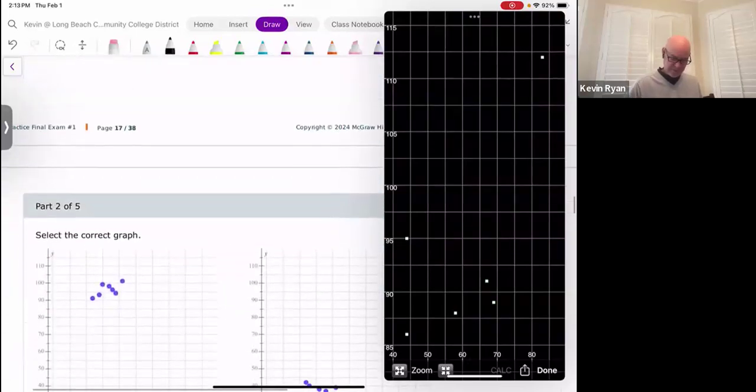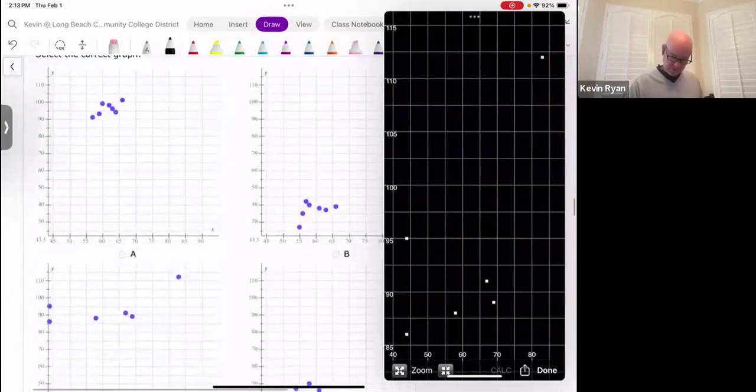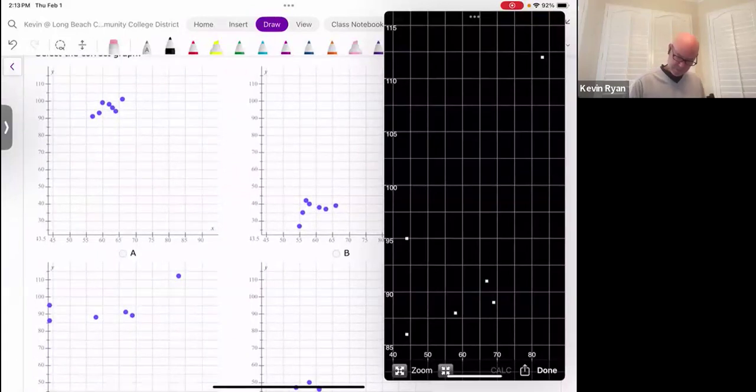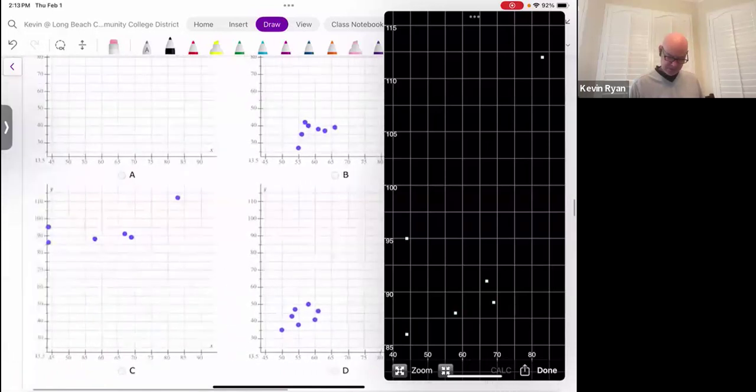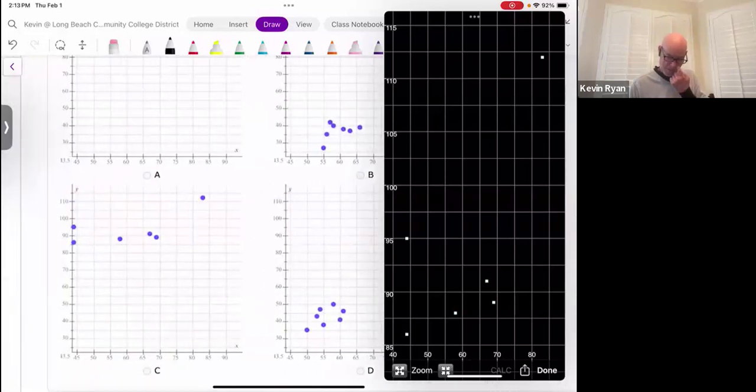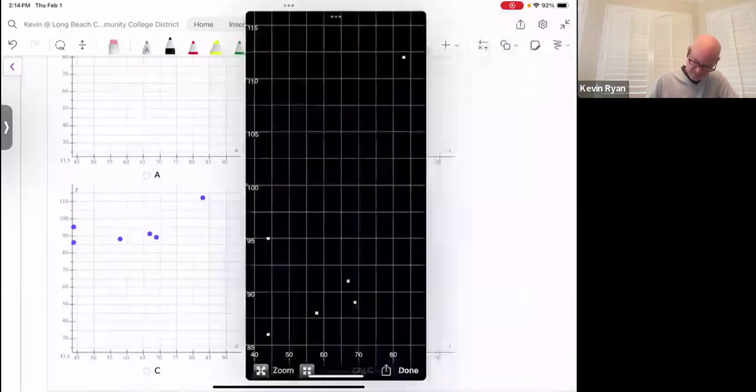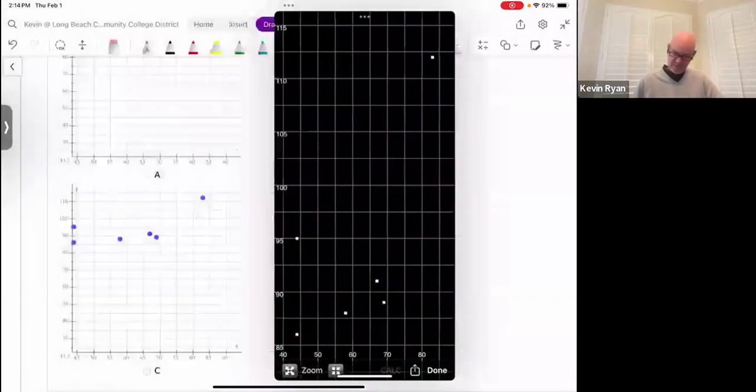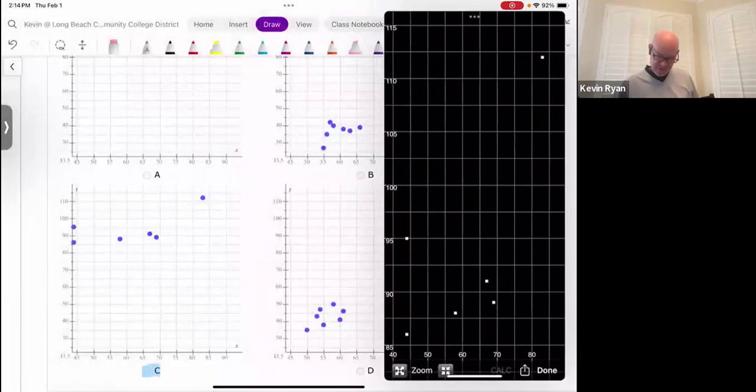And try to compare which graphs this looks more like. This is looking like C to me. Yeah, it's just the perspective is a little bit different, but it's definitely C.